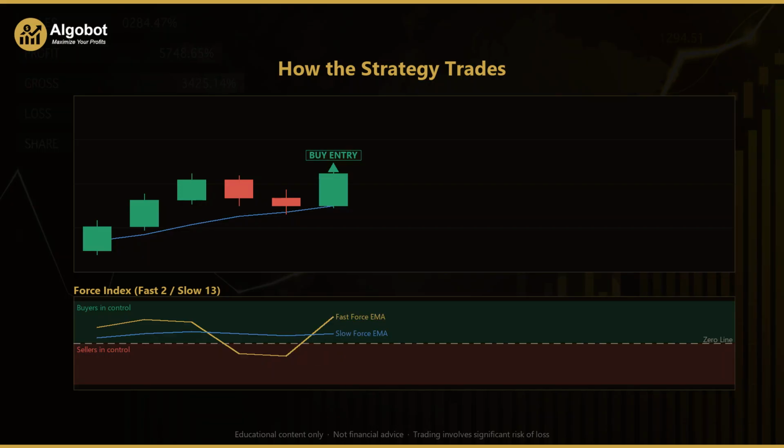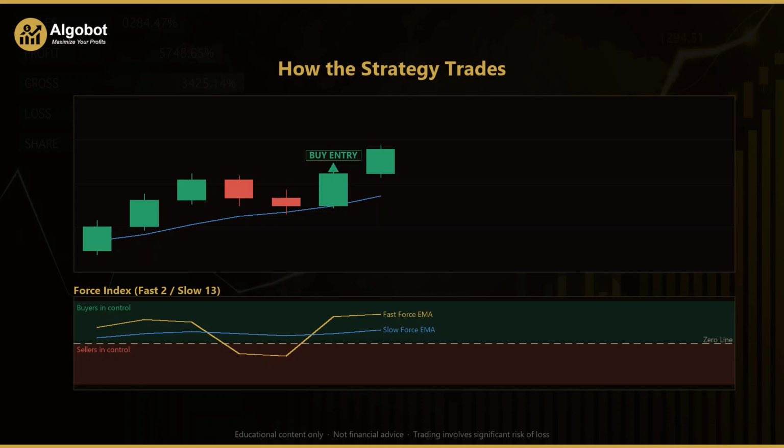Now look at the next two candles. Price pulls back and dips lower, and in the subpanel the fast force line drops beneath the 0 line into the red area. This is the pullback the strategy is looking for. Importantly, the slow force line stays above 0 throughout, so the bigger picture is still bullish. This is where the strategy prepares to act.